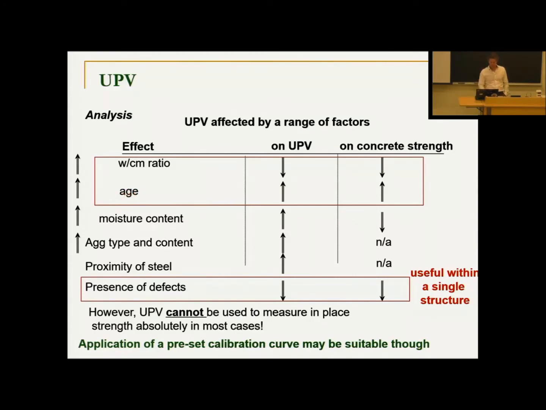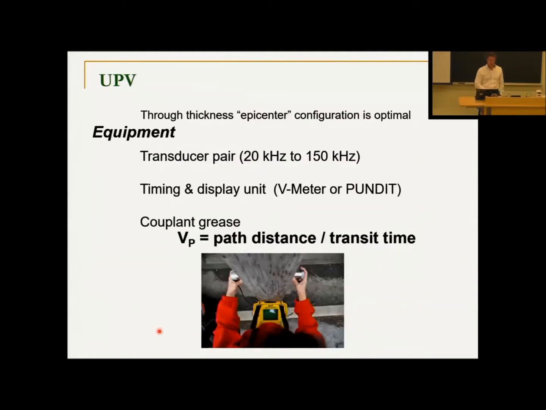So it's useful within a single structure to find relative changes, which may indicate weak zones or defects. But again, I stress, it cannot be used to measure in-place compressive strength, no matter how much the structural engineer wants you to give that number, or what other people say, that, oh yeah, I can predict the strength. It is not reliable. Now, there are ways to improve that situation through preset calibration testing and curves and a large set of measurements and so on, but generally it should not be done, right?